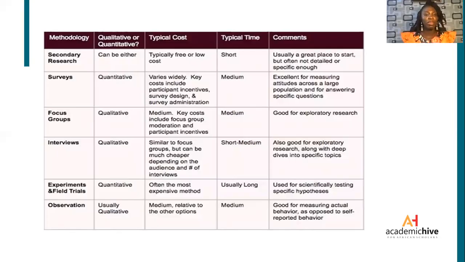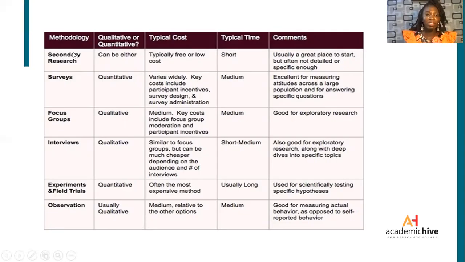So here are some of the research strategies that can be used and their approaches, whether you want to use qualitative or quantitative, the cost of the research, the time frame that will be involved, and some other comments.